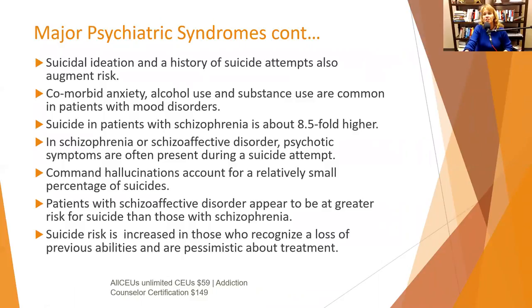Suicidal ideation and a history of suicide attempts also augments risk. If you've already crossed that line, you're a little bit more likely to cross that line again. And if somebody's attempted suicide before, then you have an idea that their culture and spiritual principles or whatever don't necessarily admonish it. We don't know if it advocates for it or not, but some of the things that might prevent other people from committing suicide aren't necessarily going to prevent this person. Comorbid anxiety, alcohol use, and substance abuse are common in patients with mood disorders.